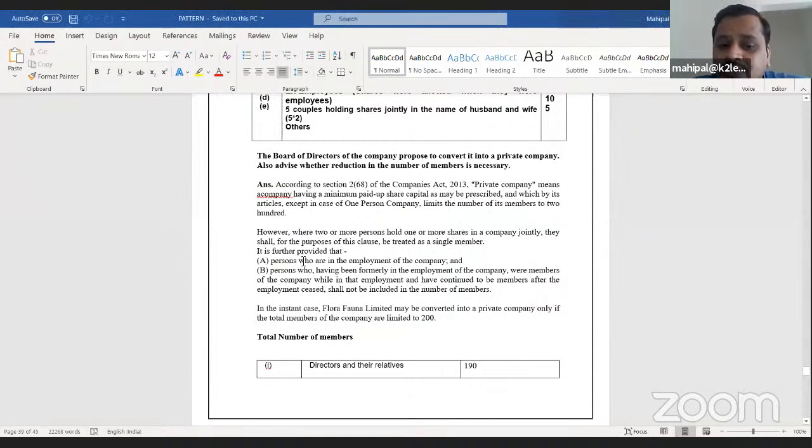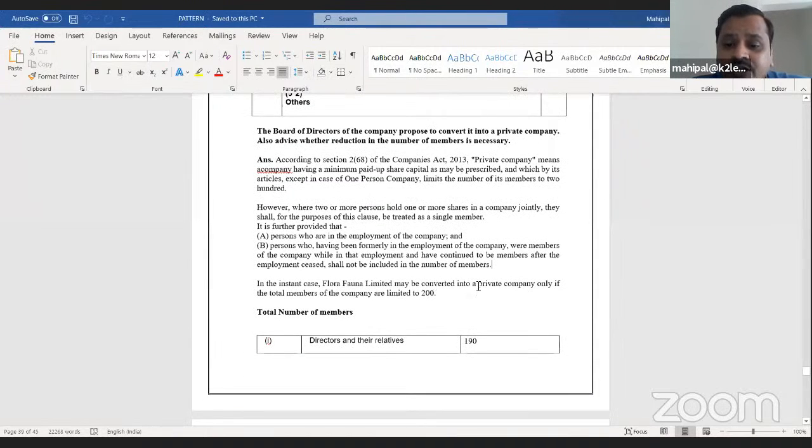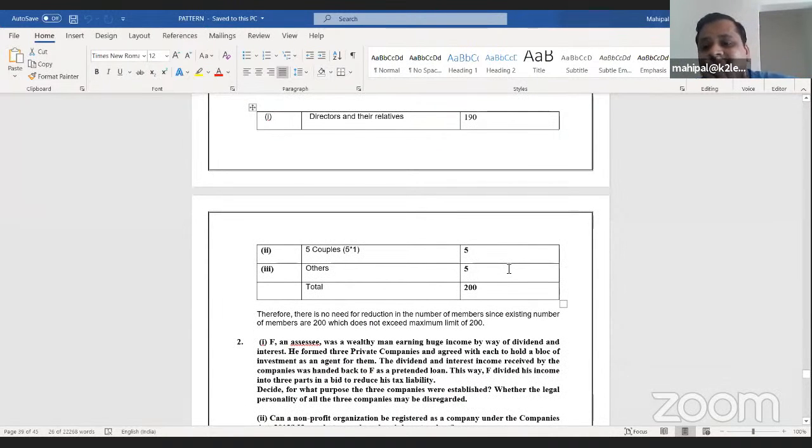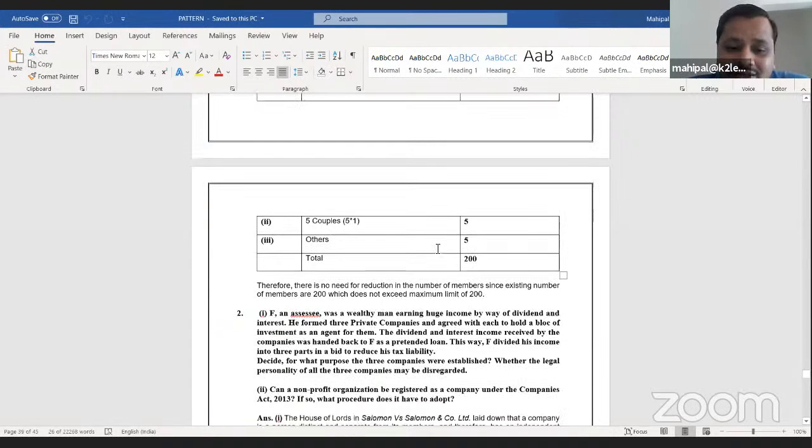It is further provided that a person who is in employment of the company and a person who has formerly been in employment of the company, who were members of the company, shall not be included as members. In this instant case, Flora Fauna Limited may be converted into a private limited company because the total number of members is limited to 200. Directors and their relatives 190, 5 couples and others 5. Present and past employees cannot be counted. Second, if two people are jointly holding shares, it will be treated as one. There is no need for reduction in the number of members since the number of members is just 200 and the maximum limit is 200. Clear?